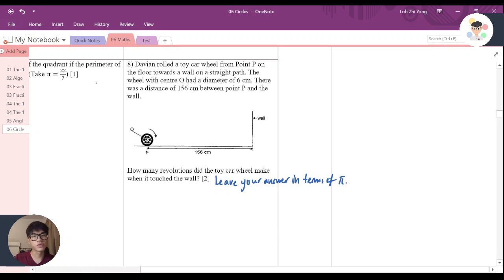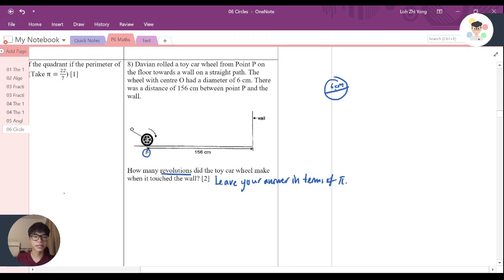Here it says that Davian rolled a toy car wheel from point P, as you can see point P is here, to the floor towards a wall on the street. The wheel with center O had a diameter of 6 cm. Again, this is the wheel, and this wheel has a diameter of 6 cm. There was a distance of 556 between point P and the wall. And the question now asks, how many revolutions did the toy car wheel make when it touched the wall?